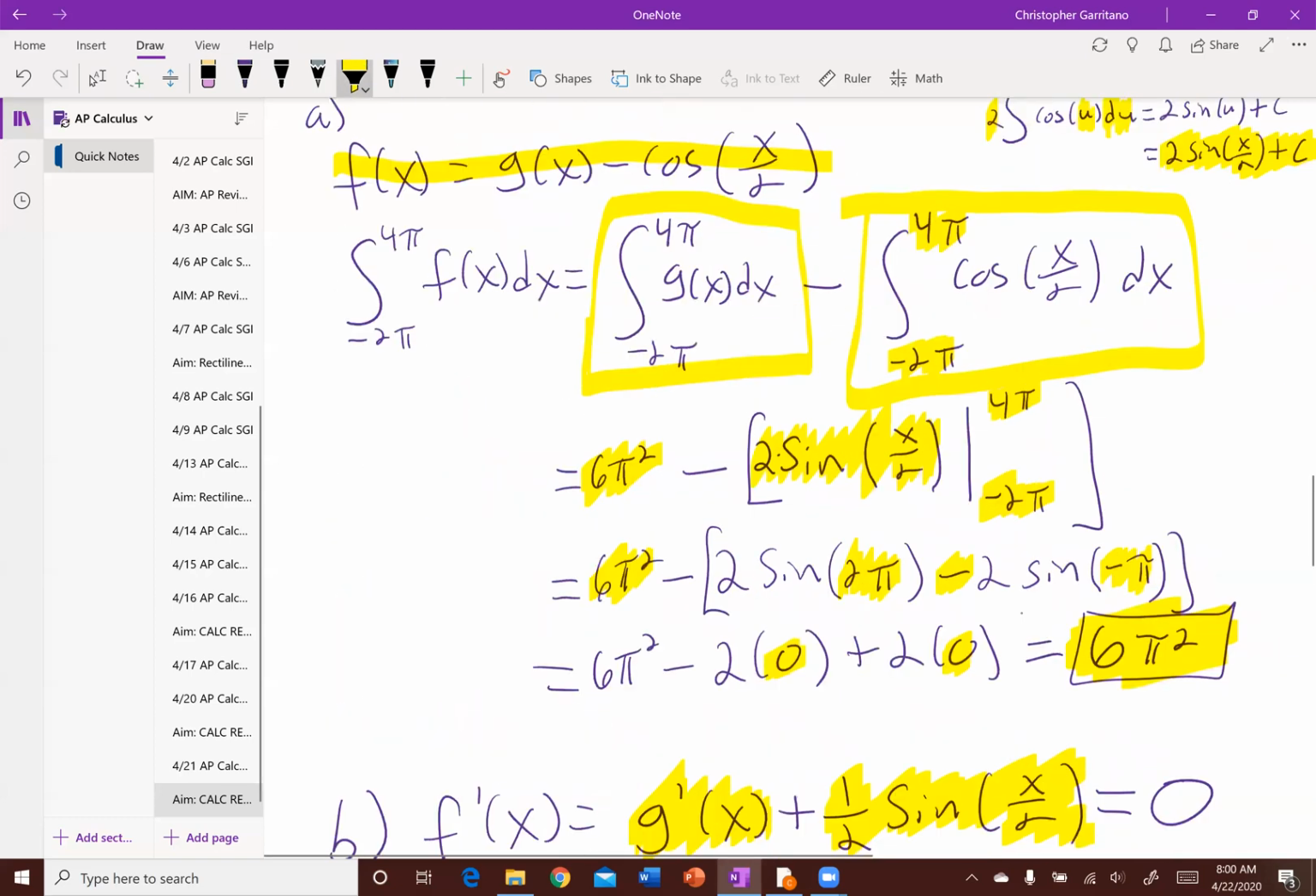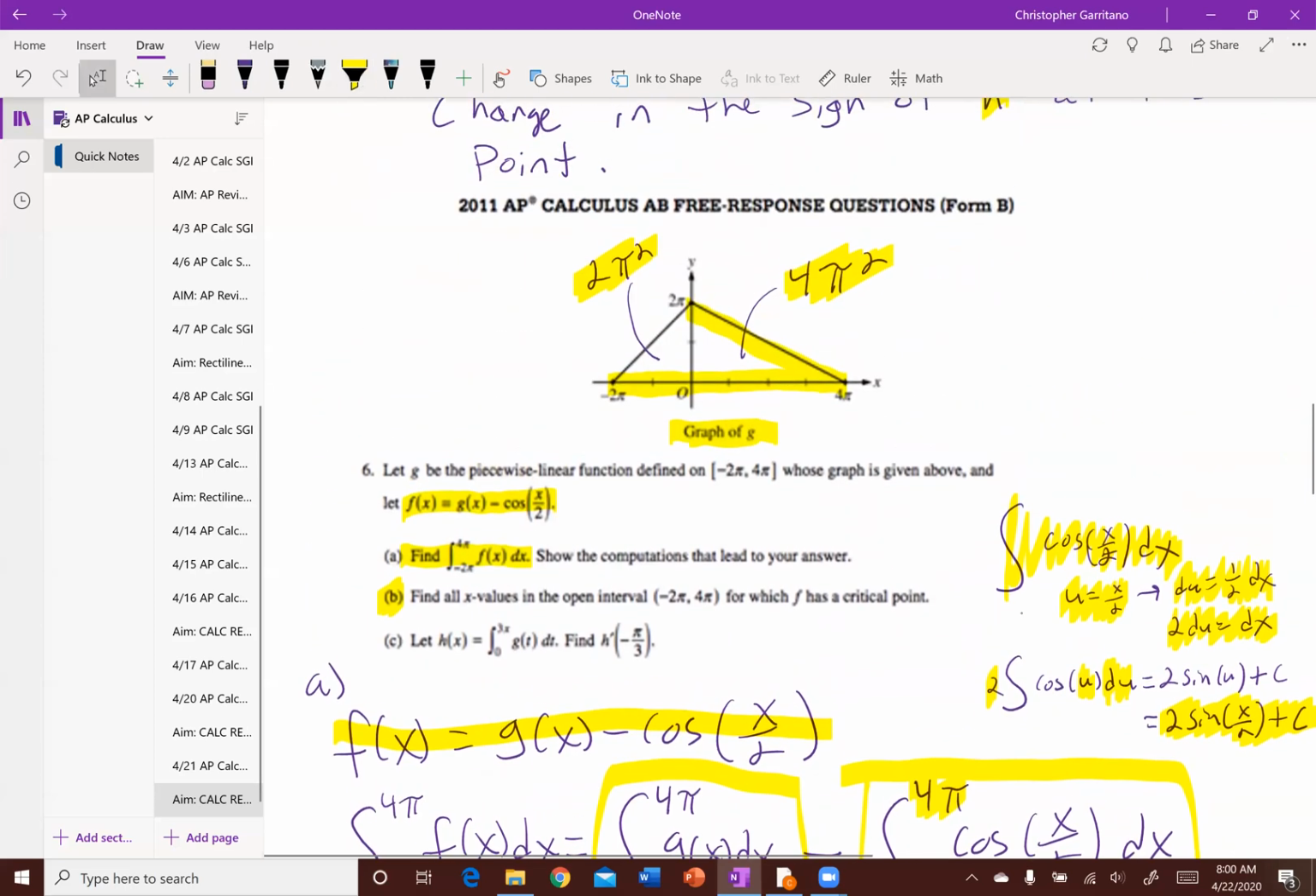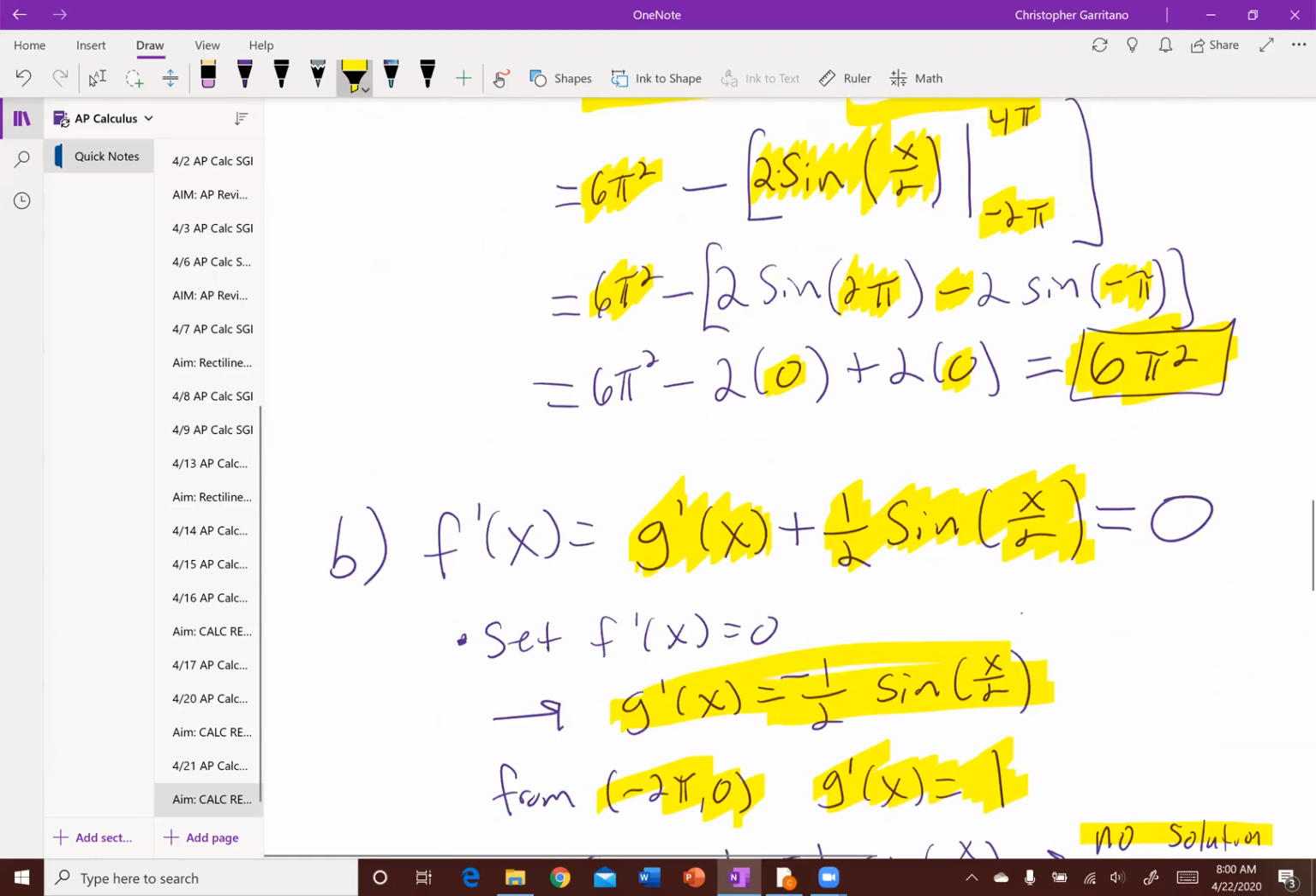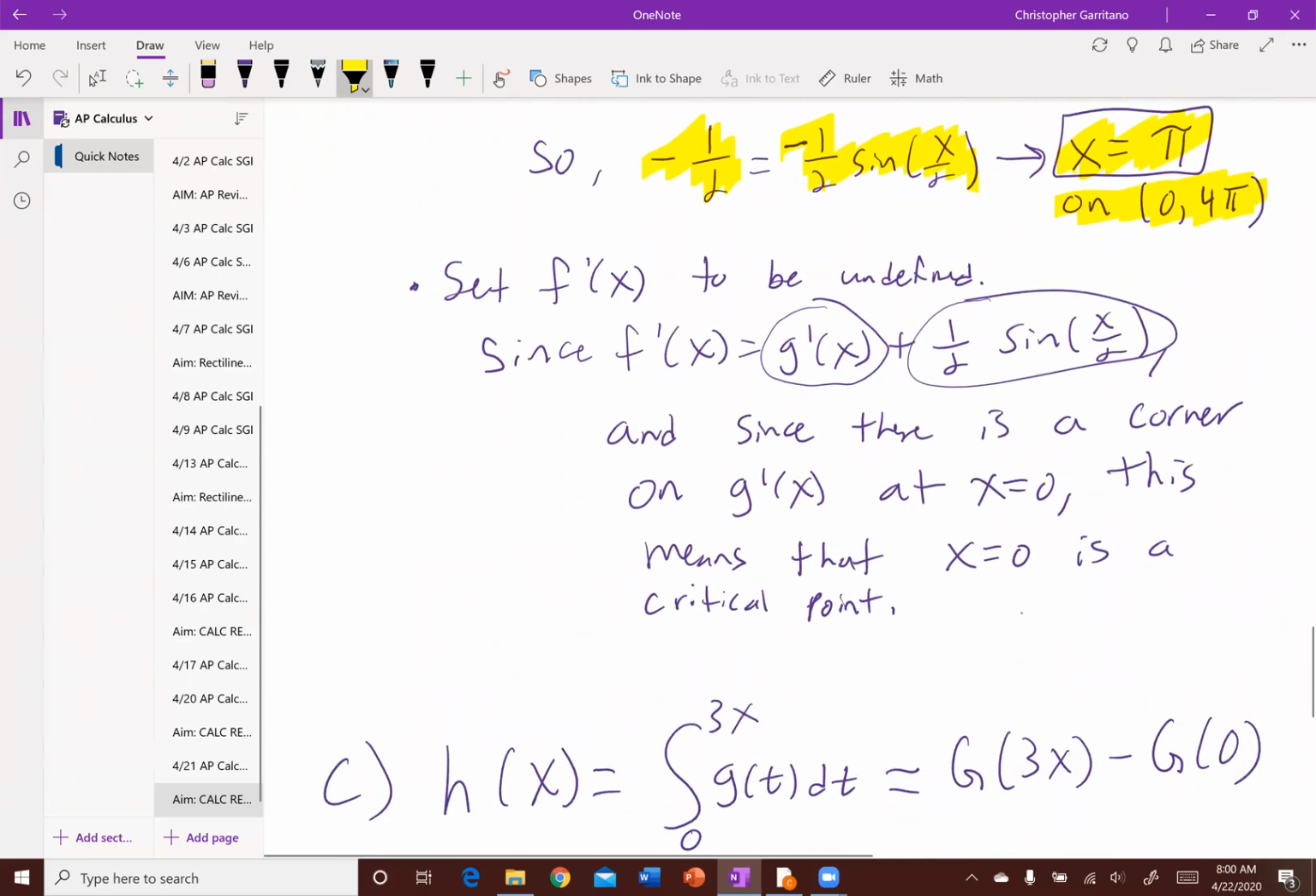Well, if we look at the graph of g, let me erase everything here. If we look at the graph of g, which is this guy right here, you'll notice that there is this corner here. And as you know, if a graph of a function has a corner, then the derivative does not exist at that point. All right, so since g prime is undefined at x equals 0, that means f prime is undefined at x equals 0.